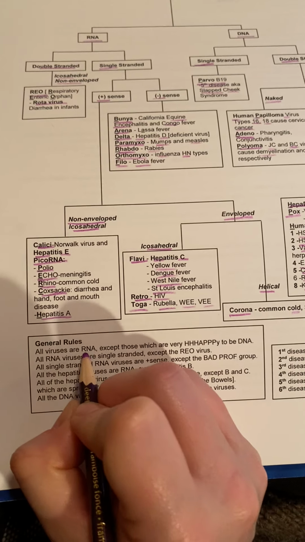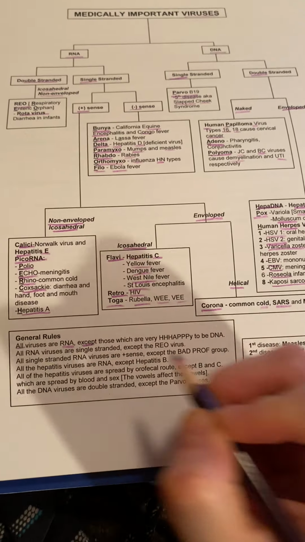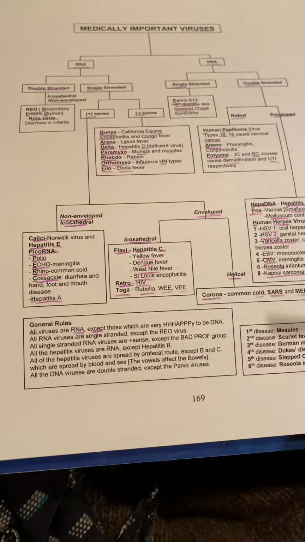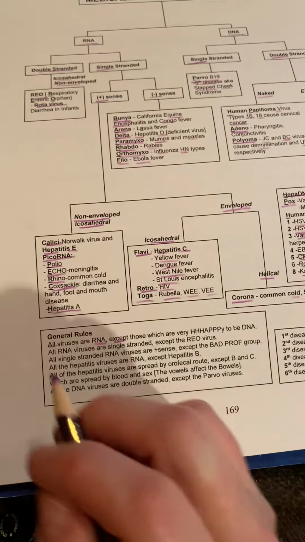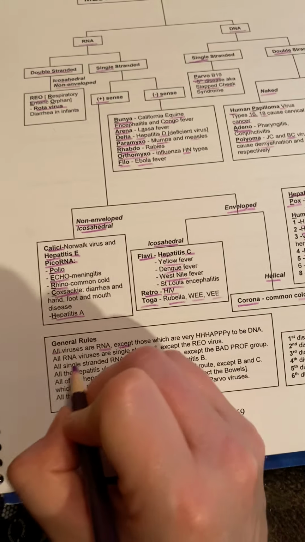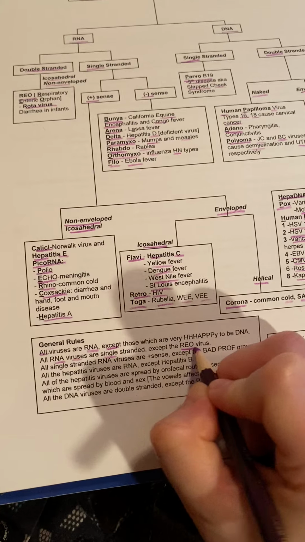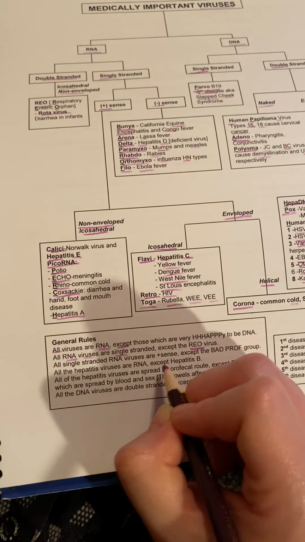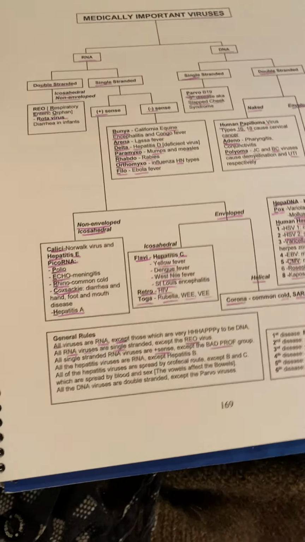All viruses are RNA, except those which are very happy to be DNA. Oh my gosh, that's funny. That's where the letter highlights came in. All RNA viruses are single-stranded except the reovirus. All single-stranded RNA viruses are positive sense except the negative-sense group.